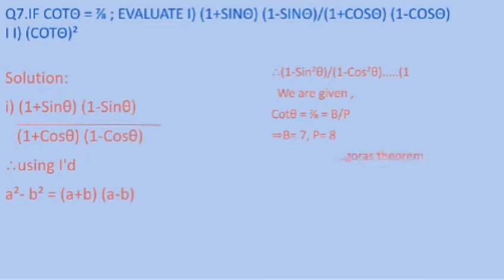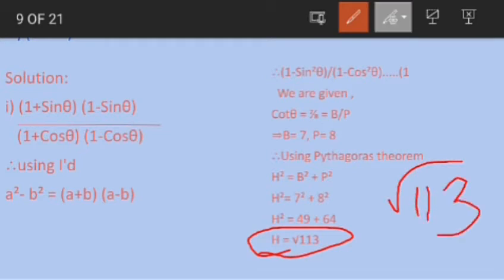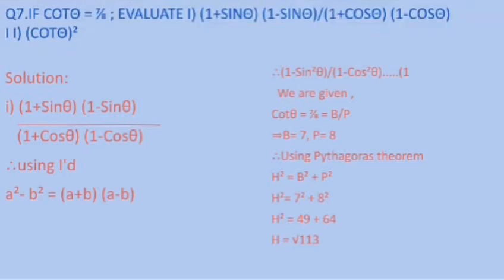You know how we are going to calculate it, that is by using the Pythagoras theorem. The Pythagoras theorem states that hypotenuse square equals base square plus perpendicular square. So putting in the values, you will get the hypotenuse equal to root 113, that is under root 113. Now since you have calculated the remaining third side, the hypotenuse, you can begin calculating the values of sine and cos. Therefore I am calculating the values for the sine ratio and cos ratio.